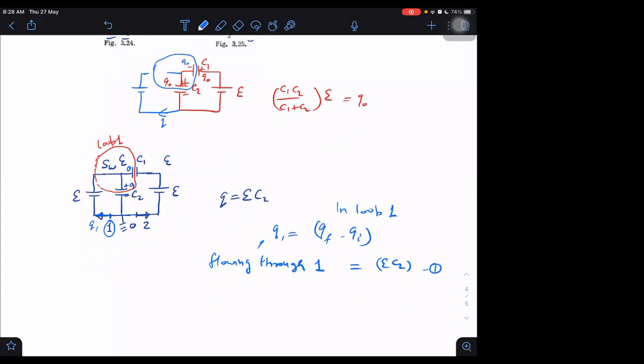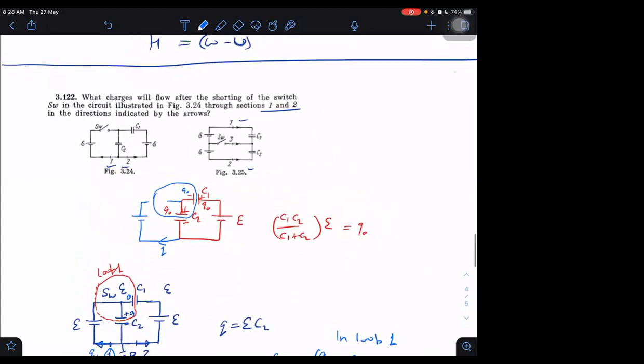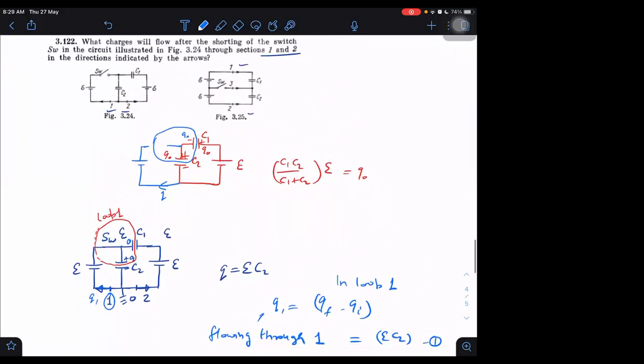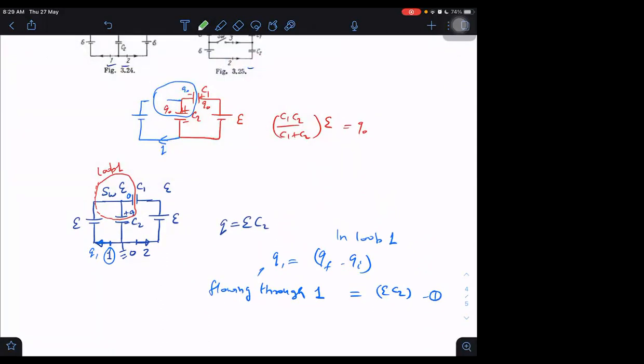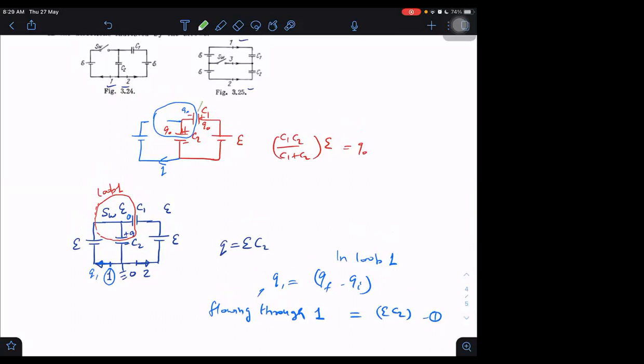What is the charge flowing through 2? In order to find the charge flowing through 2, I have to take another loop. Let me take a green colored loop now, which passes only through the second branch. This is that green colored loop, and I am drawing that loop again here. Loop 2. So in loop 2, what charge enters? Q2 charge enters loop 2.